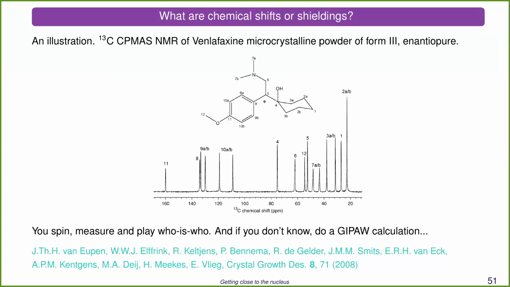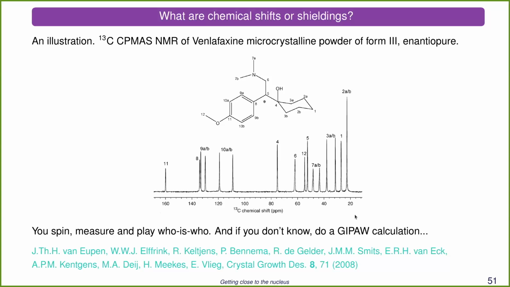Now an illustration why these shieldings are so important. This is just one example done in the solid state chemistry group over here a few years ago on a crystal of this antidepressant drug over here. And you see all the carbon sites in here, and then they spin and they do something to enhance the signal strength.